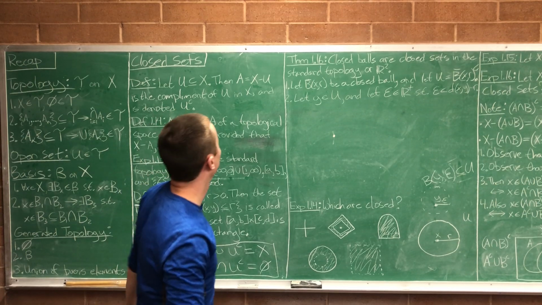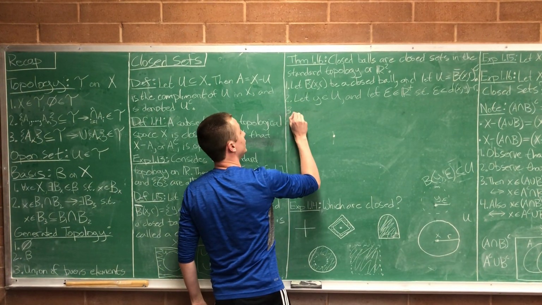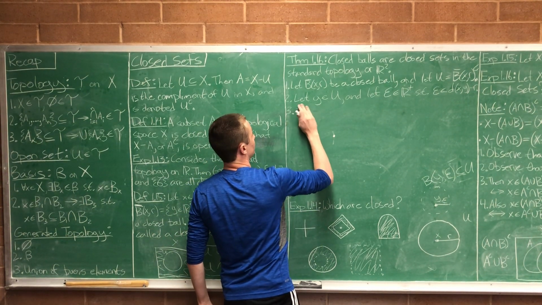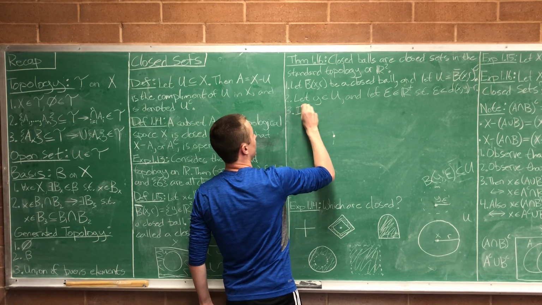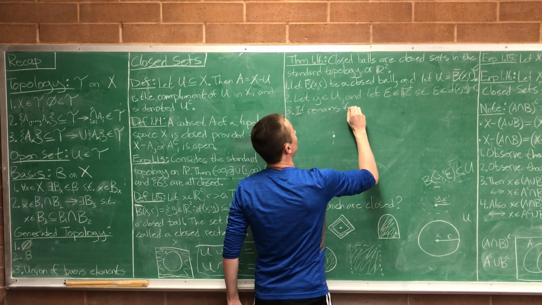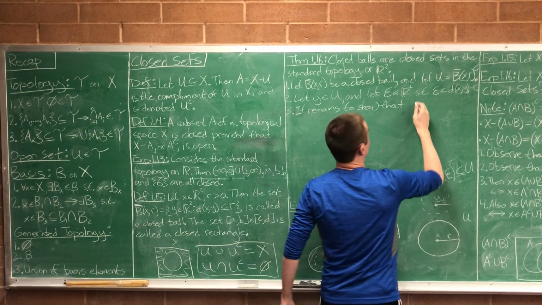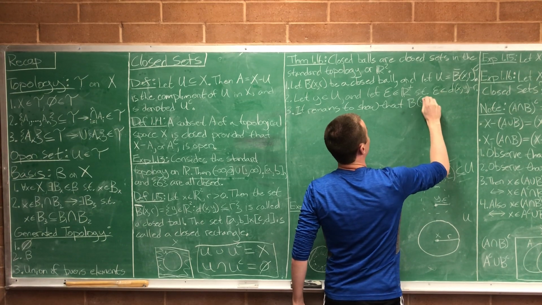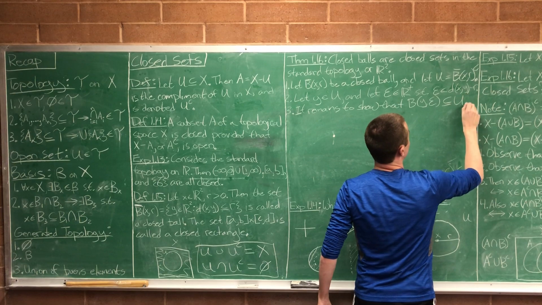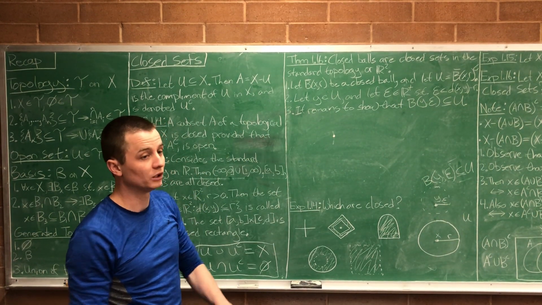Okay, so let y be some point in there. It remains to show that the ball at y with that radius is a subset of U. Okay? Once we've done that, we're done.